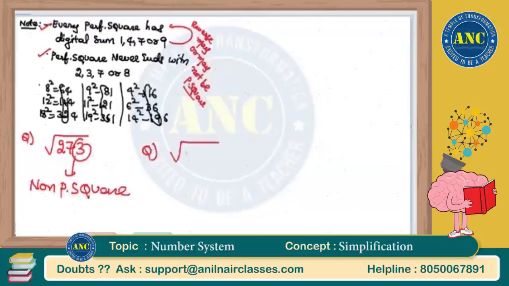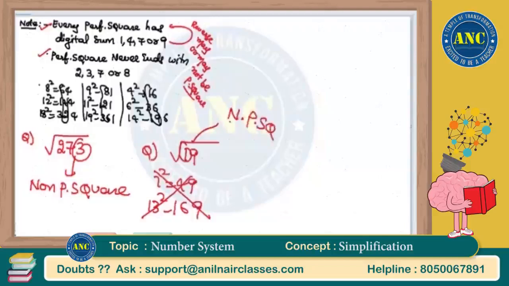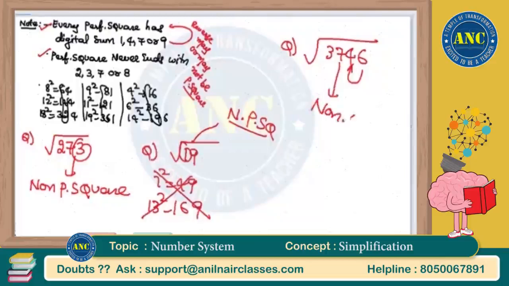Suppose I take root of 19. Any perfect square ending with 9, the tens place should be even. Here the tens place is odd. It is also a non-perfect square. Which method to apply depends upon the number. Suppose the question is 3746. A perfect square ending with 6, the tens place should be odd. So it is a non-perfect square. Are you all with me, right, sir?